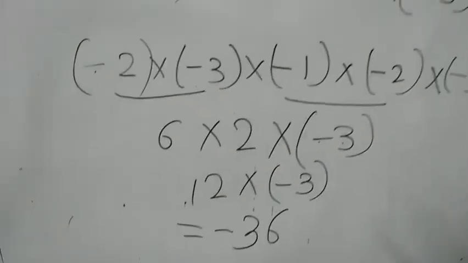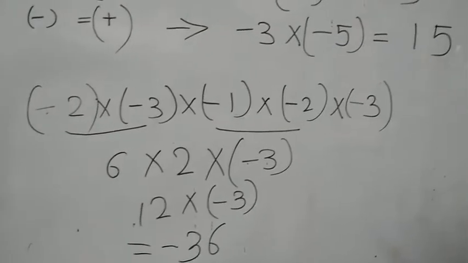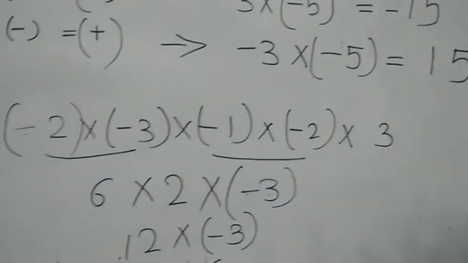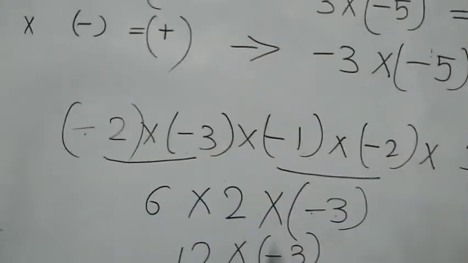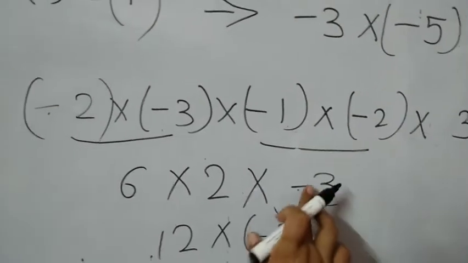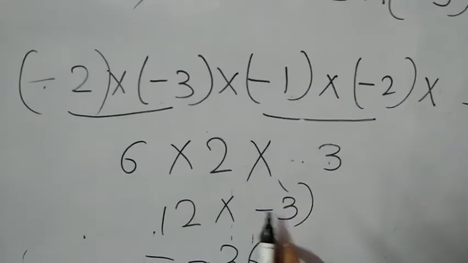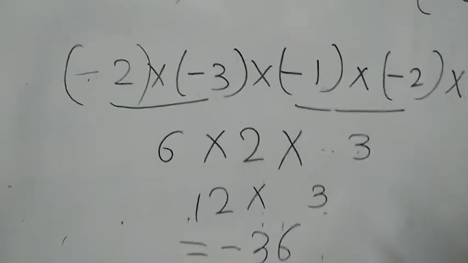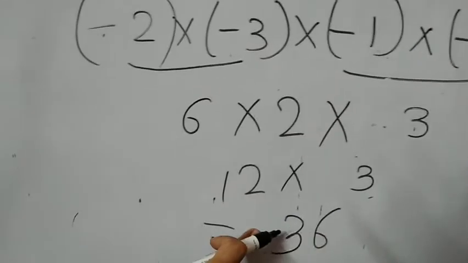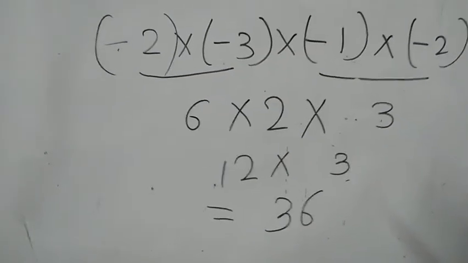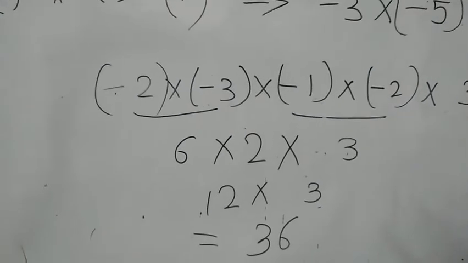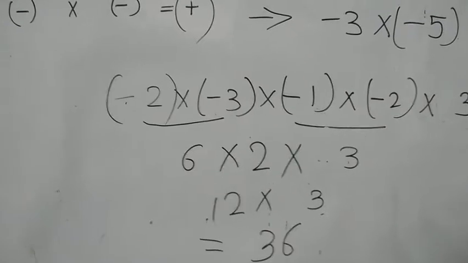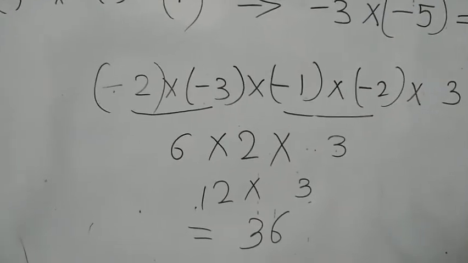Clear? Now solve this same question for plus 3. Okay, if there is plus 3, then these two parts are same, and here this will become plus 3, and 12 into 3, so that means the answer is positive 36. Clear? If the minus sign comes even times, then the answer is positive, and if the minus sign comes in odd times, then the answer will be negative. That's it.